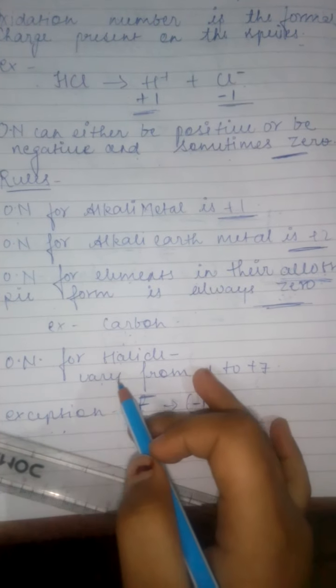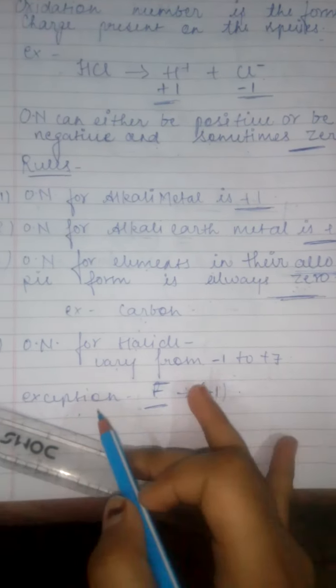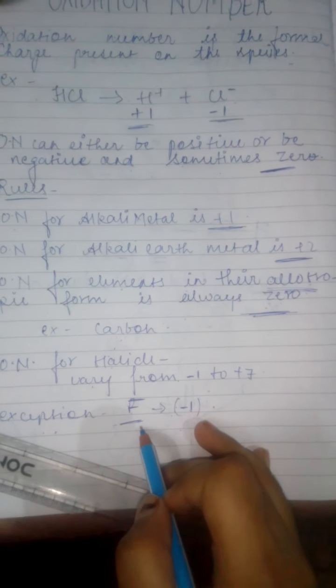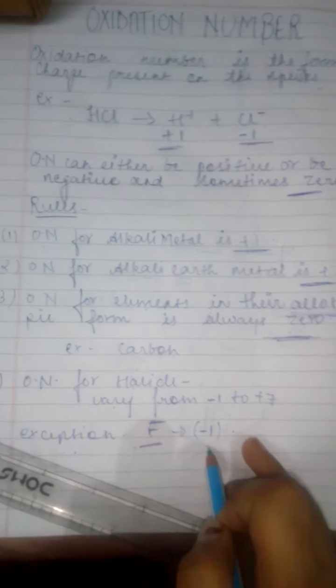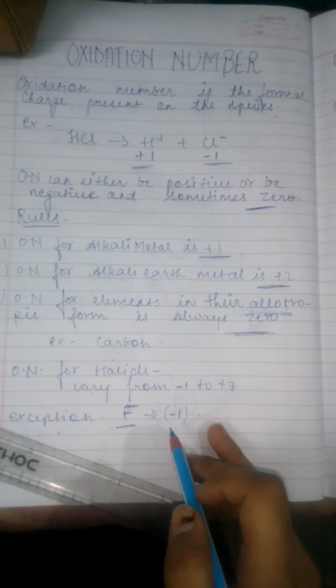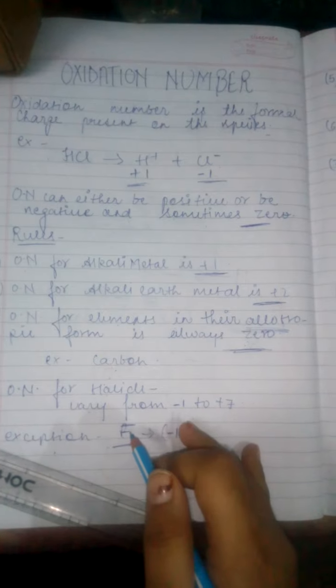Oxidation number for halogens varies from -1 to +7, but there is an exception, that is fluorine. In the case of fluorine, oxidation number will never change, it always remains -1. Now this is the complete place. Please, if you want to make notes, then please note it. Now I am moving towards the next point.